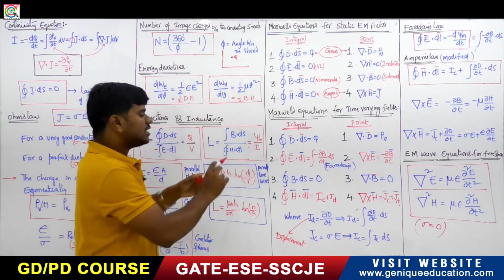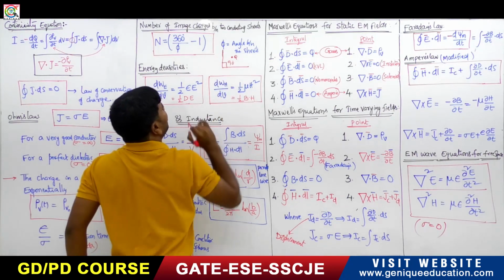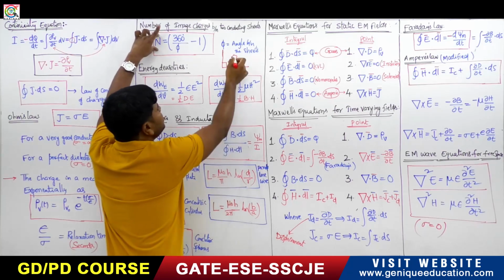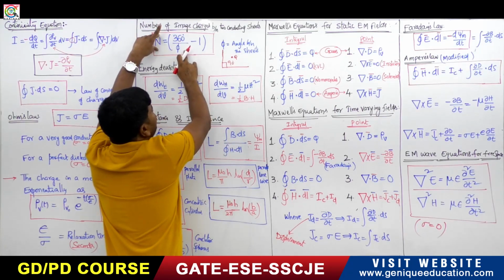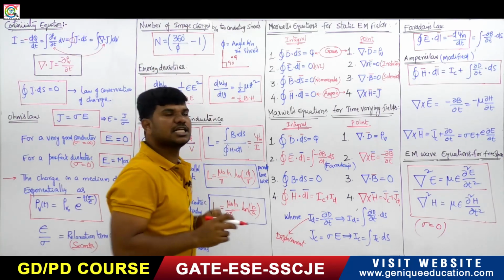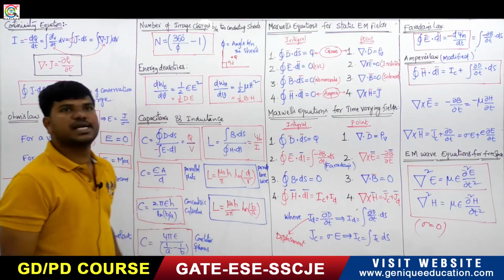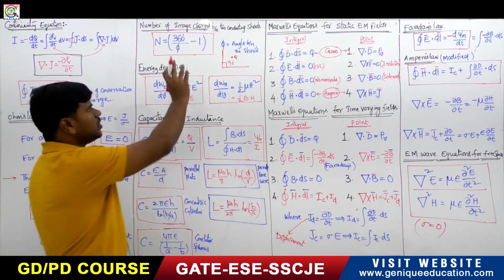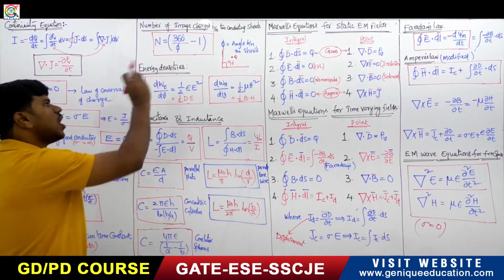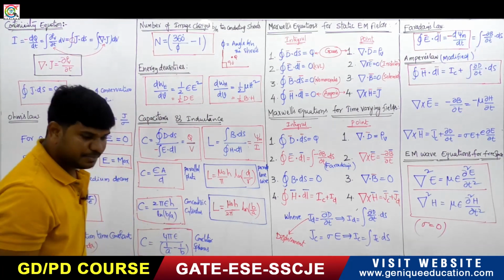Suppose, what is the angle between these two conducting sheets? It is 90 degrees. So how many charges will exist? 360 divided by 90 minus 1. It is 4 minus 1. 3 image charges will be obtained for this kind of arrangement of the conducting sheets. So it is important and it will be asked in the public sector unit examination. So remember this one.